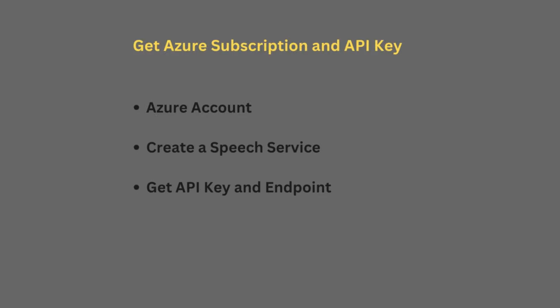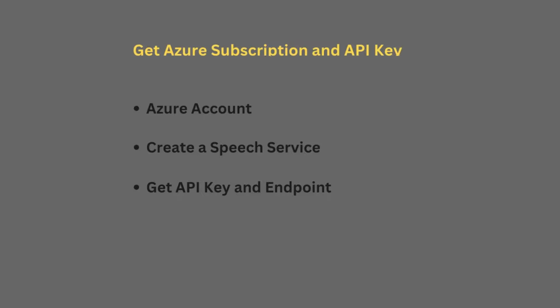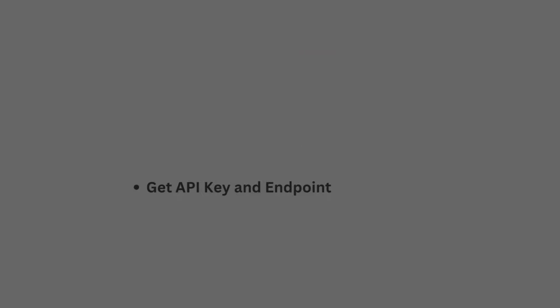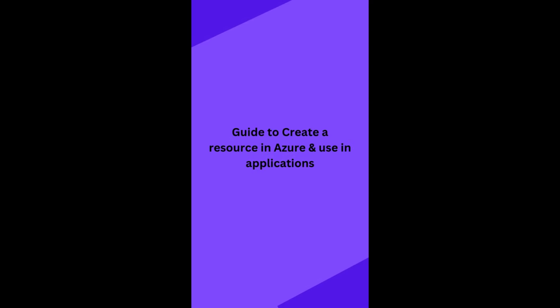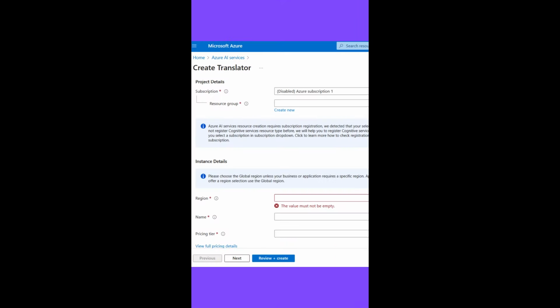Now, to get the Azure subscription and API key, first we have to create an Azure account and then we have to create a speech service. Once the speech service is created, you will get an API key and endpoint as shown in the image. You have to save that API key and endpoint somewhere for later use in your application. I will attach a link to a video where you can get the complete steps and details on how to create your Azure account and get the subscription ID and API key. You can check that.